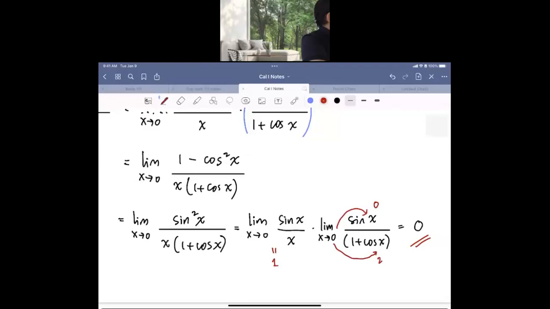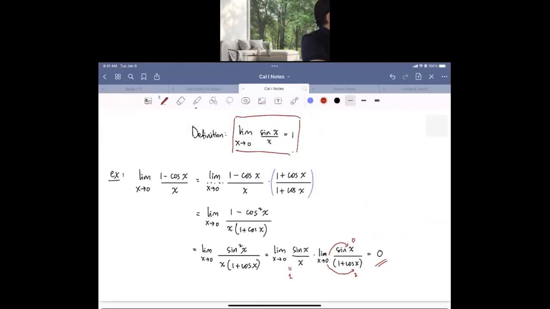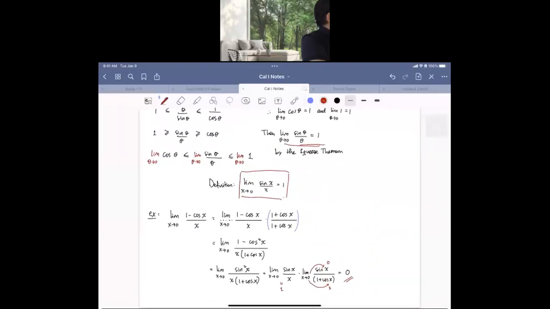Okay, any questions? If not, I'm going to continue on the next section, which is about the precise definition of limits. The section is a little bit weird at a glance because we are going to prove something that intuitively we already know. Okay, so let me give you explanations.